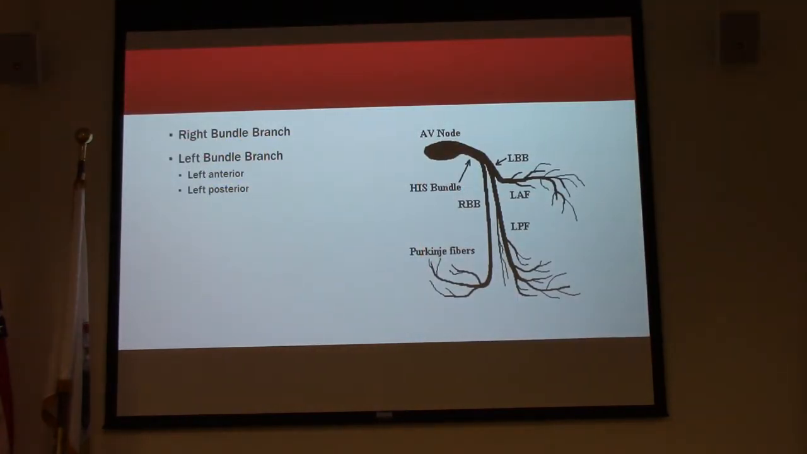So we have two main, well, three actually, three fascicles of our bundle branch system. We've got our right bundle branch, and then we've got our left bundle branch. And our left bundle branch is divided into the posterior and the anterior fascicles. Okay, it's going to do different areas.